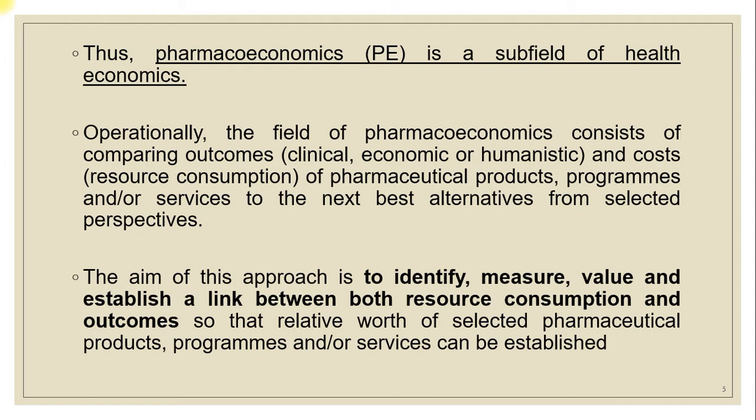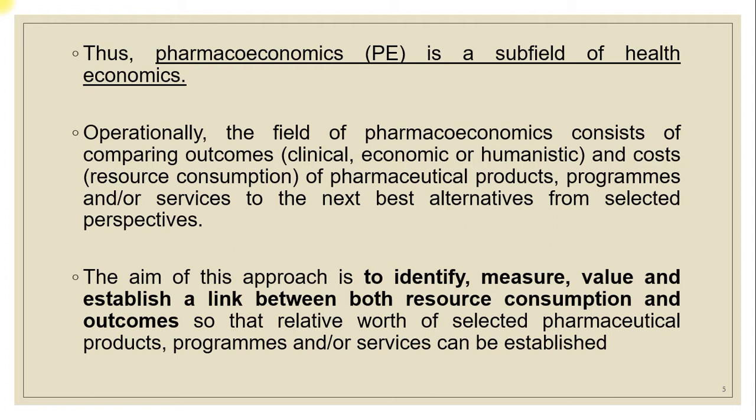So operationally, the field of pharmacoeconomics consists of comparing outcomes, that is clinical, economic or humanistic, and the cost, that is resource consumption, of pharmaceutical products, programs and or services to the next best alternative from a selected perspective. Okay, so what do we say over here, that we have selected some perspective, and from that perspective we have decided upon some alternatives. So we have five alternatives.